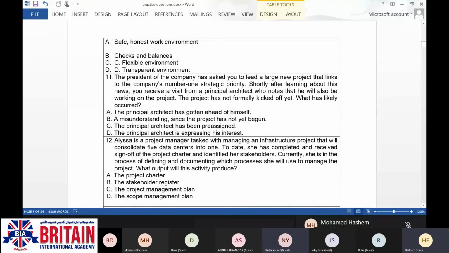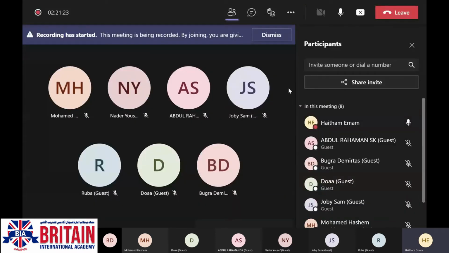So now is it clear for you? Yeah, it's clear now. Okay. Let me check if each and every one has understood this question. Raise your hand if it is clear for you, please.